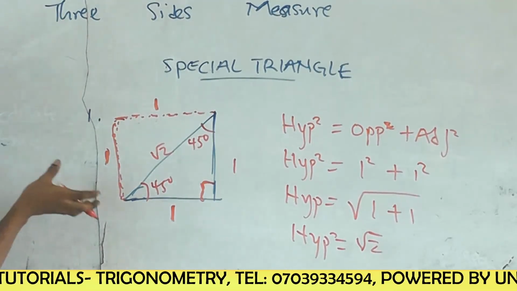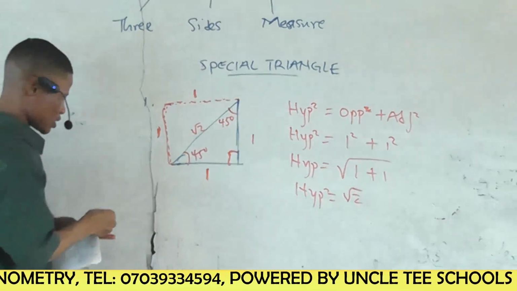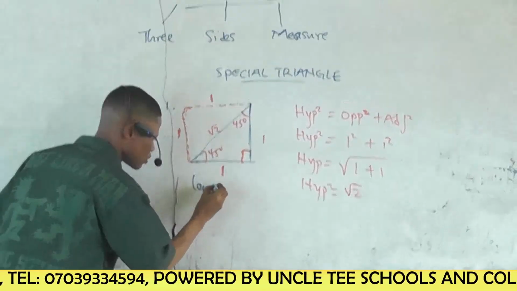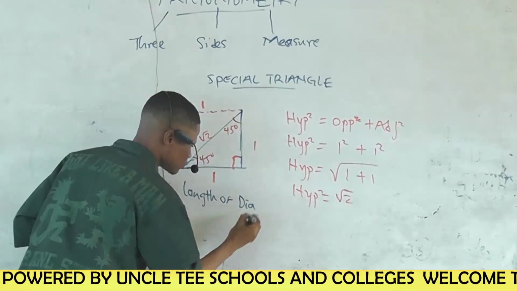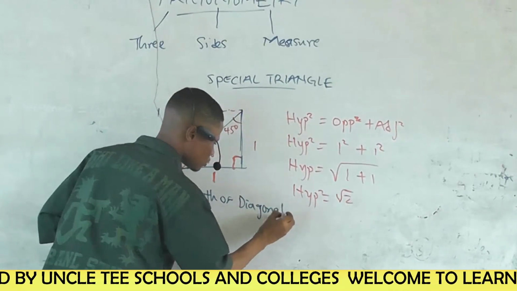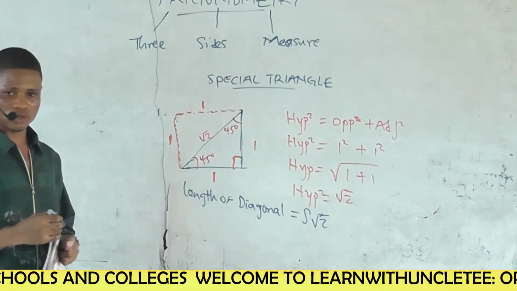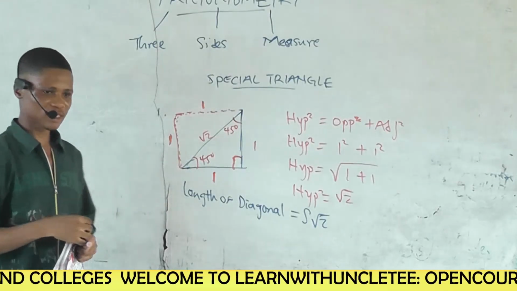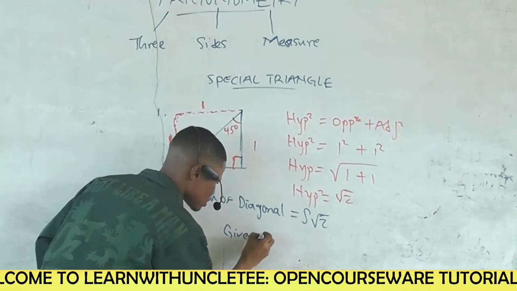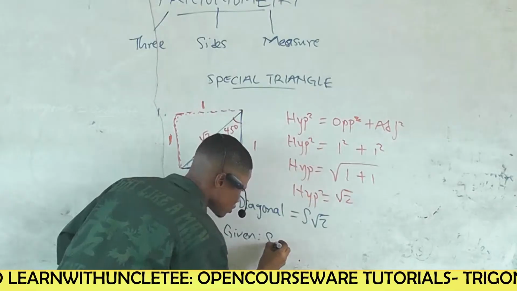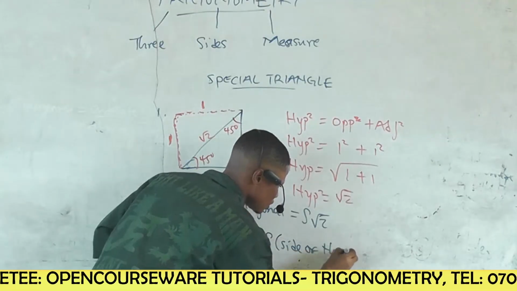Now, if you want to find the length of the diagonal of a square, the formula is given as length of diagonal is equal to s root 2. Is equal to s root 2. This s here, given s to be the side of the square.